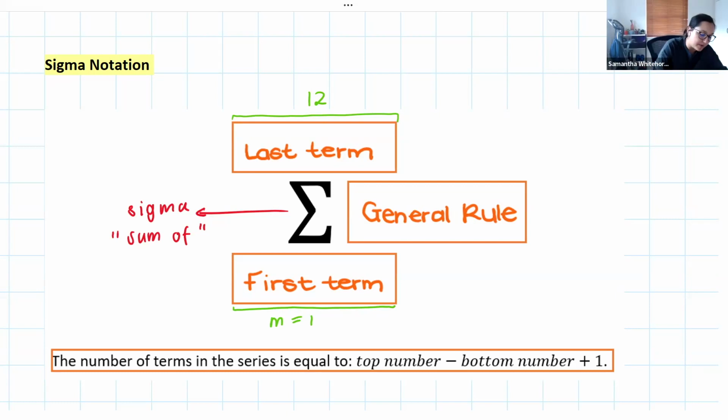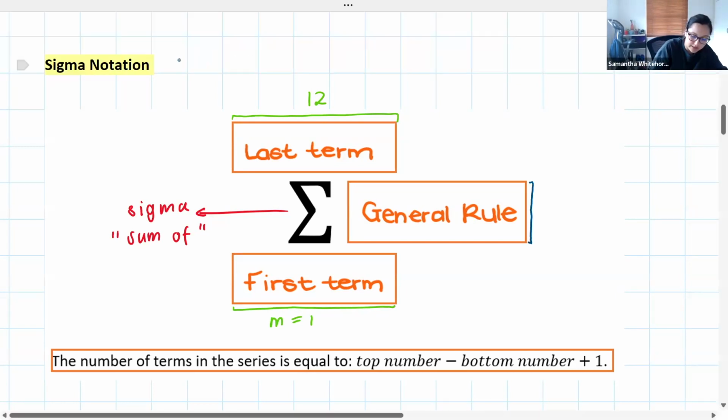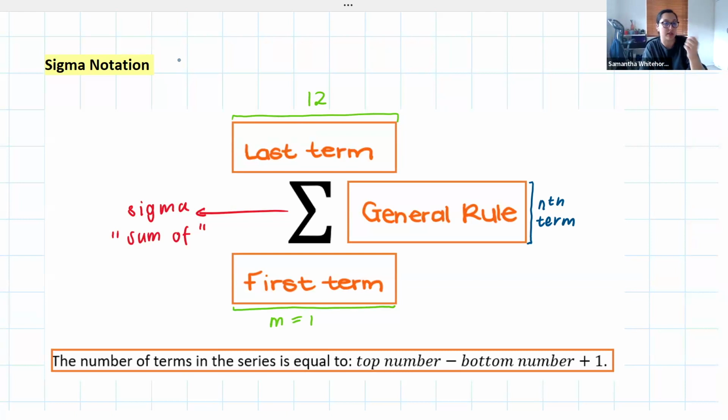The next bit of information that we're given is this bad boy over here. It will always be on the right hand side of sigma, and this is your general rule, or what we call the nth term. So this will tell you what type of series you're working with. Is it geometric? Is it arithmetic? It will give you the specific Tn formula so that you know exactly what the rule is. And it's essentially telling you what pattern you are working with. I'll come to the bottom block in a second.